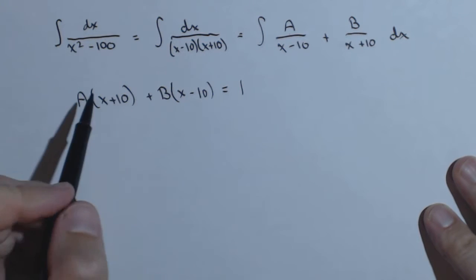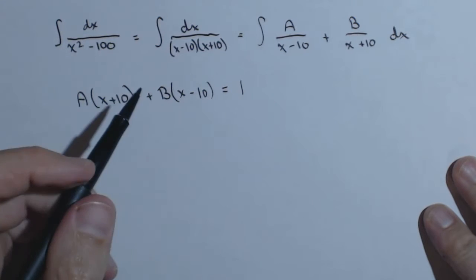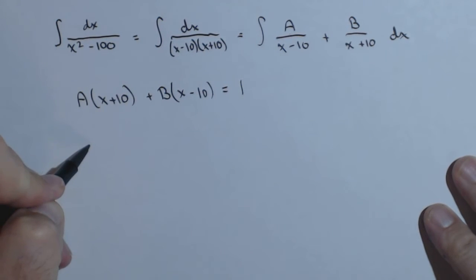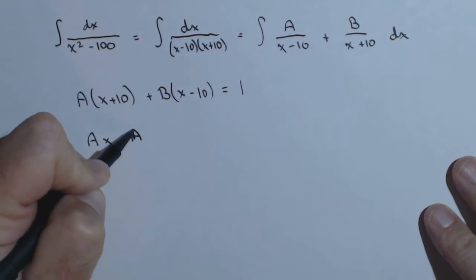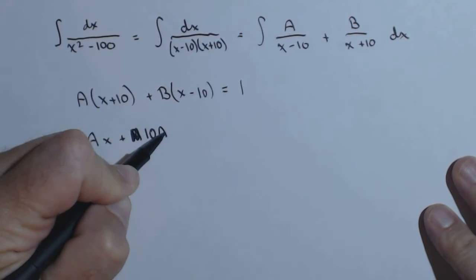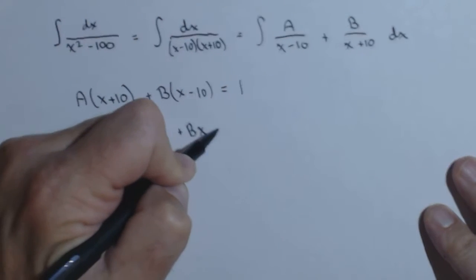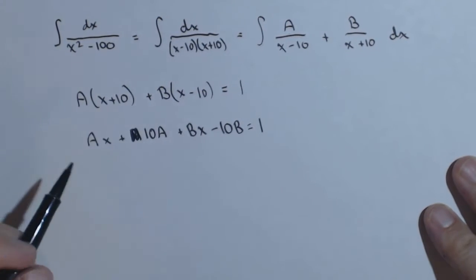So we need to find what A and B are going to be, and let me show you one way, and in other videos I'll do other ways, so you can get a variety. I can multiply through. I get Ax plus, let's write it as 10A, plus Bx minus 10B equals 1.